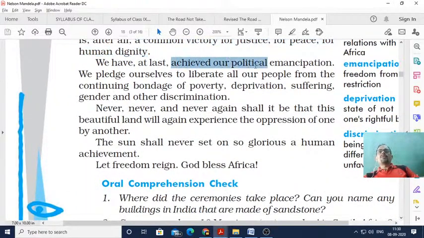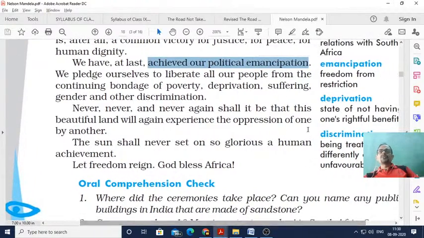We have at last achieved our political emancipation. Dear students, emancipation means freedom from restriction. Political restriction, because under the white government, black people were restricted in voicing their protest, in their freedom of expression, in their freedom of speech. Now that democracy is established, this restriction has been lifted from the black people. So that is why Mandela says they have achieved their political emancipation. That means there is no political restriction on the black people now, as the government has changed and it is a more liberal and non-racial government. Therefore, Nelson Mandela very proudly says that we have at last achieved our political emancipation.